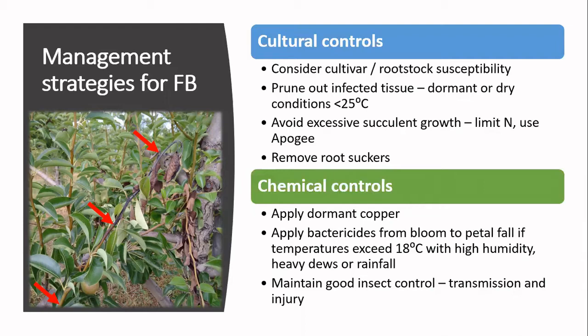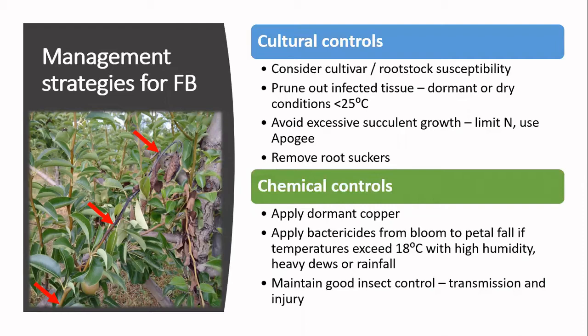Also, in order to prevent rootstock blight, consider removing root suckers as much as possible, as those are going to be the entry zone, either for insect damage as well as for any sort of trauma that could occur and allow entry for the bacteria.